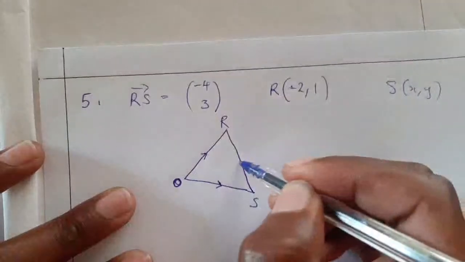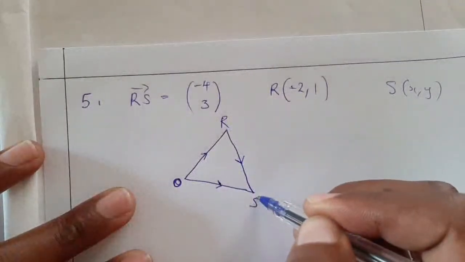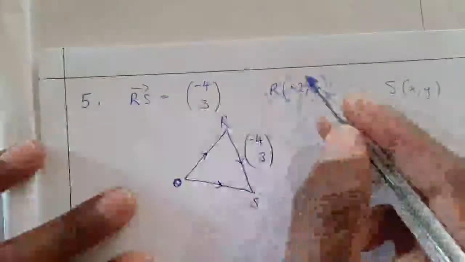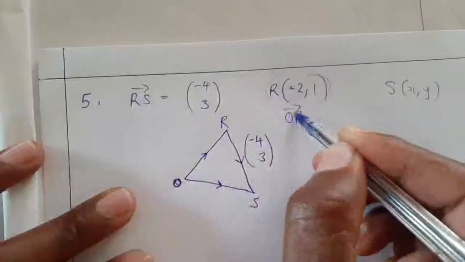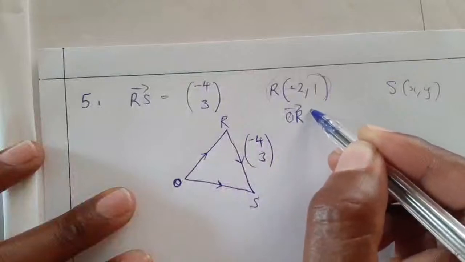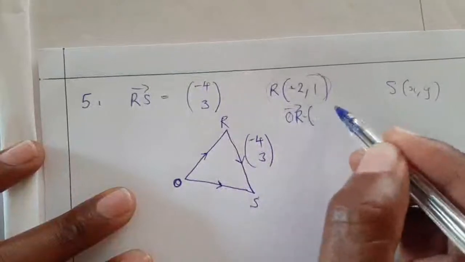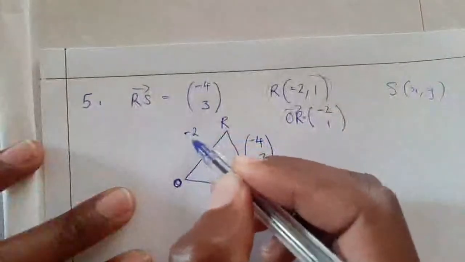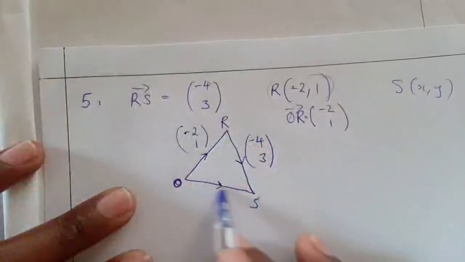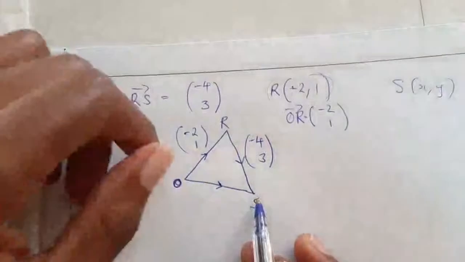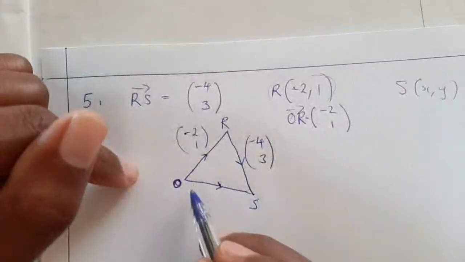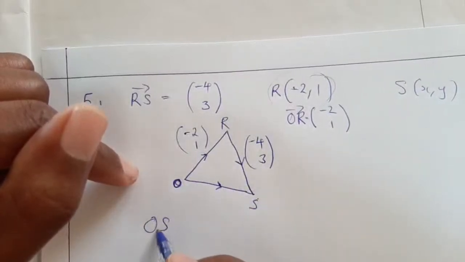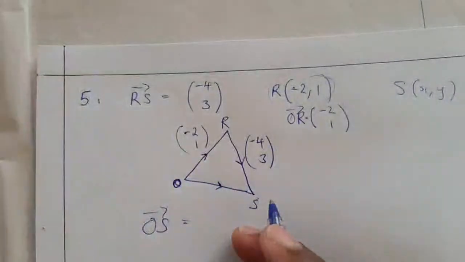At the same time, we've been given this vector RS. In column vector, RS is -4 and 3. Then the column vector OR equals -2 and 1. So this side here we have -2 and then 1. We are trying to find this which is not known. So what we are going to do is use vectors to find OS first of all. Before we can write the coordinates, we need to know the vector.